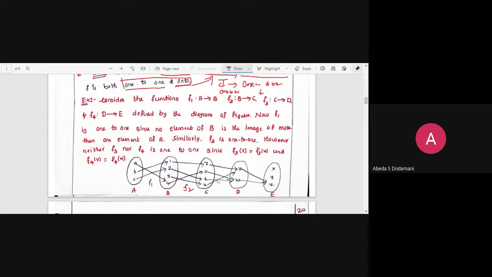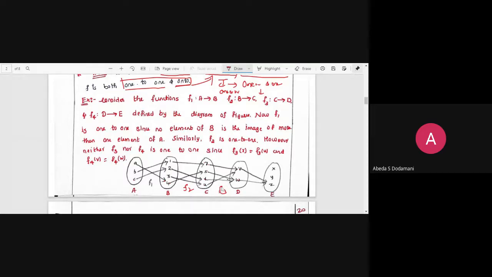Now, come to C to D. This is your f3. R is going to U, S is going to W, T is going to W, and U is going to V. Is it 1-1, guys? Why not? Because two different elements are going to the same element. You can see two different elements have the same image, not different images. That's the reason f3 is not 1-1.